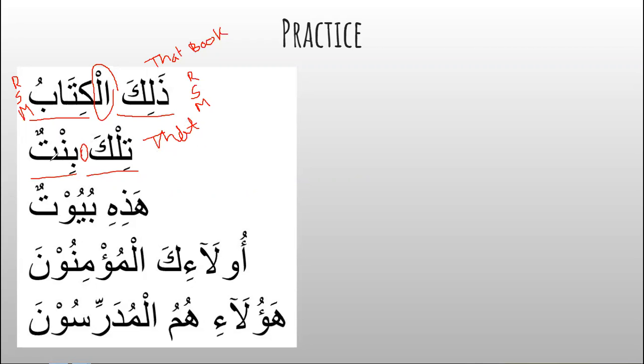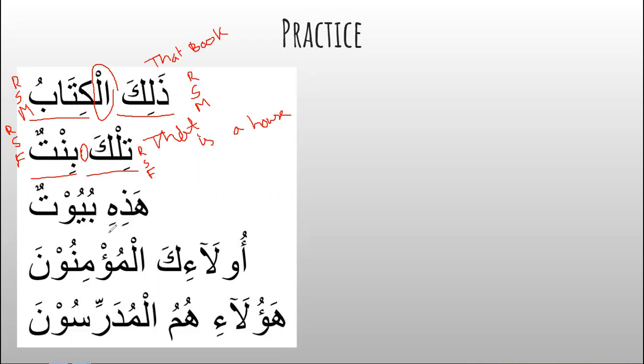And baitun, you can see it's singular, feminine, and it's rafa. Tilka is also rafa, singular and feminine. So all three properties match and there is no al. That means this is a sentence. So, that is a house. We have to translate this one as a sentence. That is a house.